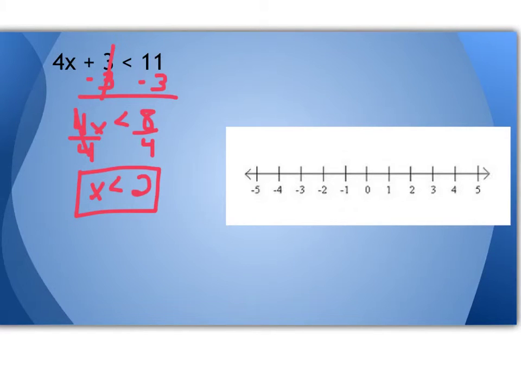Here's my solution. Now I need to graph it on the number line. This one says x is less than 2. That means 2 is not included in the solution, which means it needs to be an open circle on 2. And it says x is less than 2, meaning all the numbers less than 2, which is to the left this way. And then you are done.